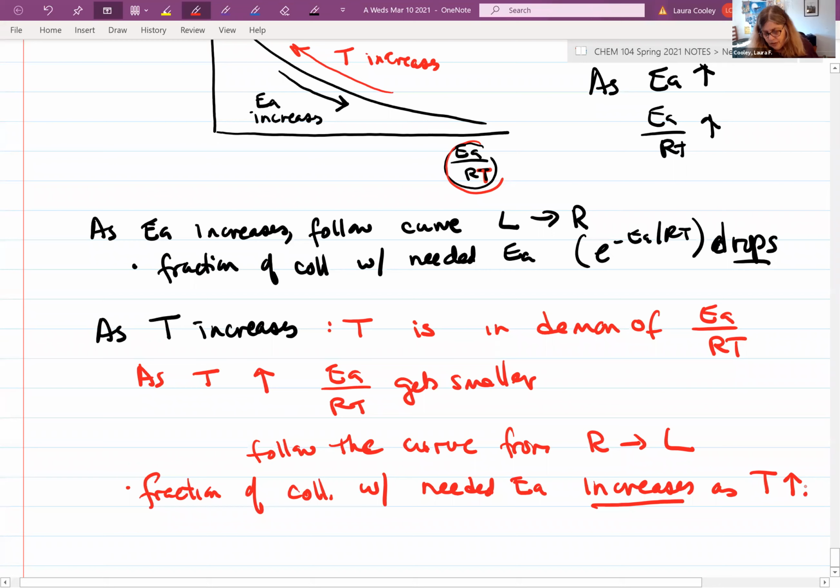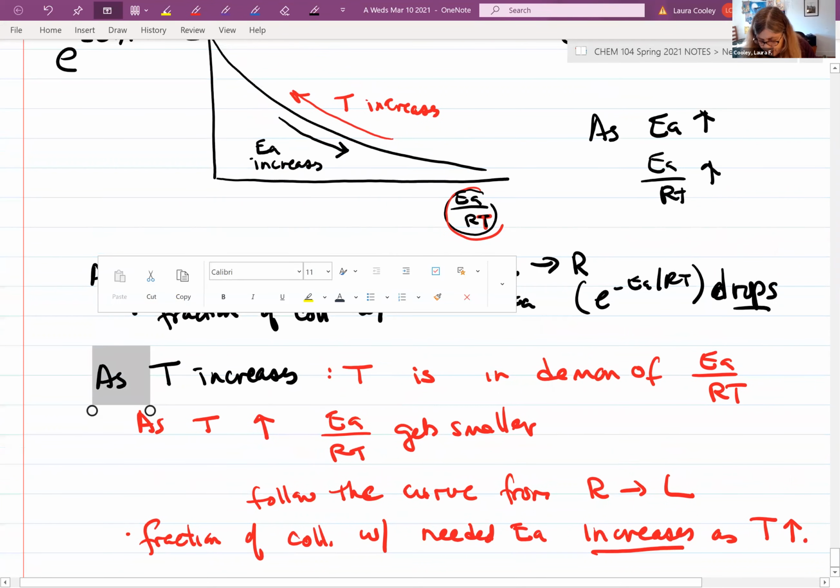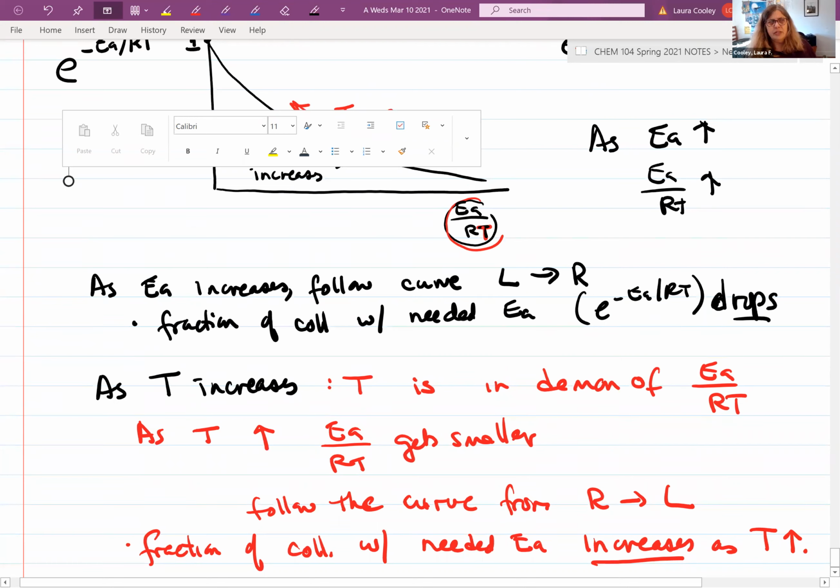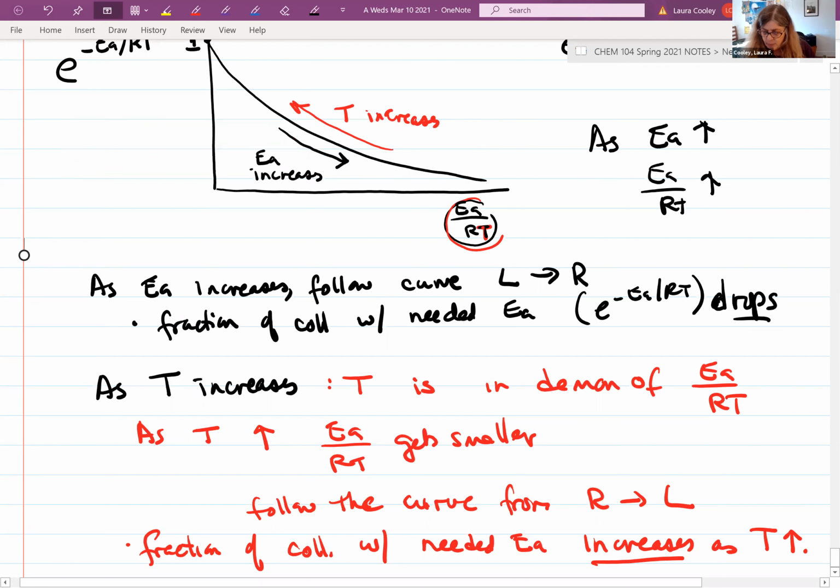Now, it's nice to understand it both ways. It's nice to understand it in words. It makes sense. As the activation energy increases, fewer molecules will have that needed energy. That seems reasonable, okay? If fewer molecules have that energy, then that's a smaller fraction of collisions of the needed energy. And this exponential factor will be smaller and the reaction will be slower. Okay, so as Ea increases, this drops and k is smaller. So the reaction is slower.